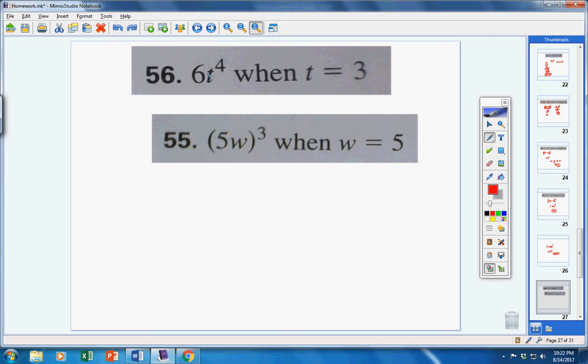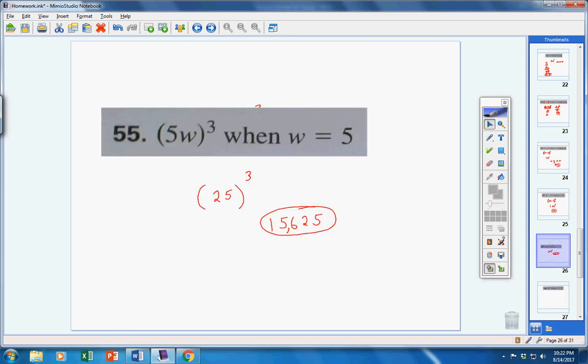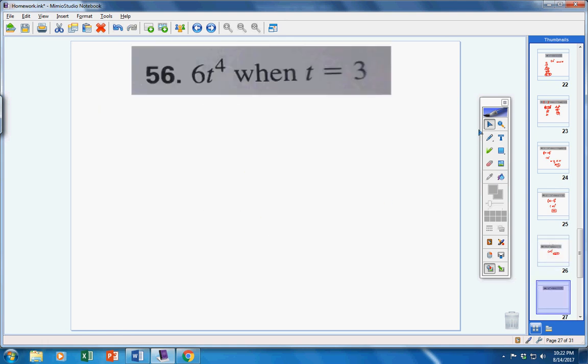But look at 56. There's no parentheses like this. If there was, then this 4 right here would go to everything inside the parentheses. Not the case. This 4 only goes to the T, okay? So in other words, if I were to rewrite number 56, I would rewrite it like this. 6 times T times T times T times T. There would not be 4 6s, just 4 T's, okay?